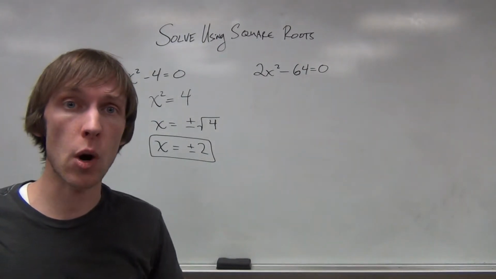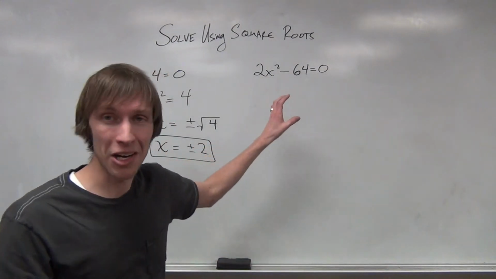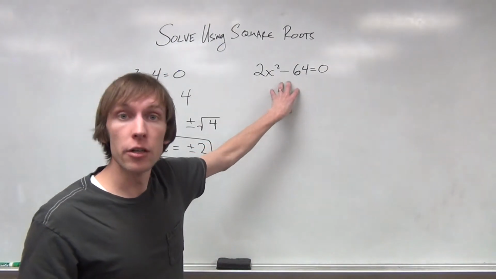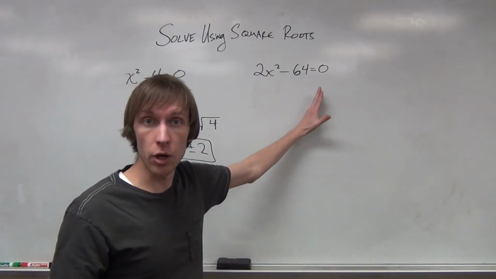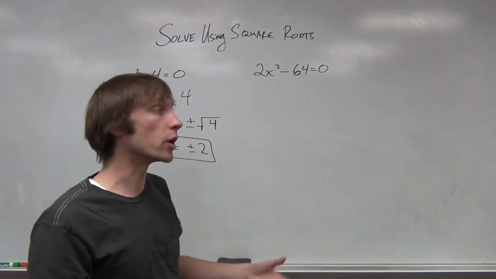So we still have to know how to simplify radicals like we learned in Geometry Chapter 7 and Algebra 1, Chapter 11. So here, same process. Let's add 64 on both sides. Let's divide by 2 on both sides. And then we'll take the square root.